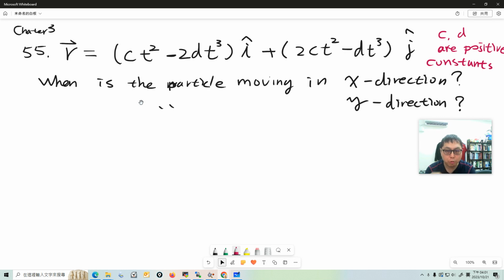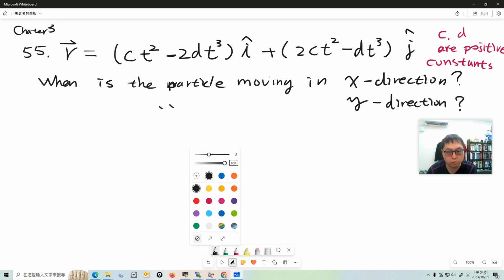So the problem is like this. It gives you a two-dimensional position vector, where the x component and y component are functions of time, and c and d are positive constants. It asks when the particle is moving in the x direction and when it is moving in the y direction. Let's see how the solution manual gets the answer.